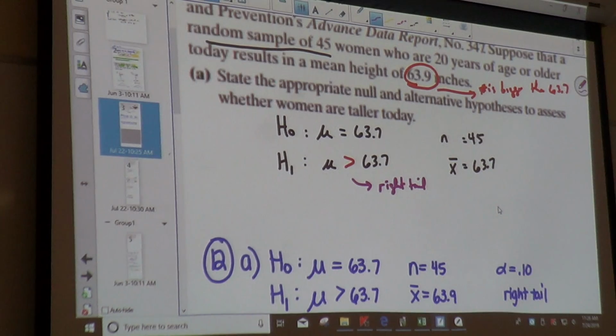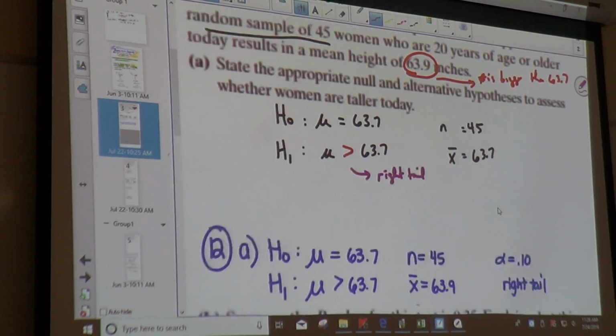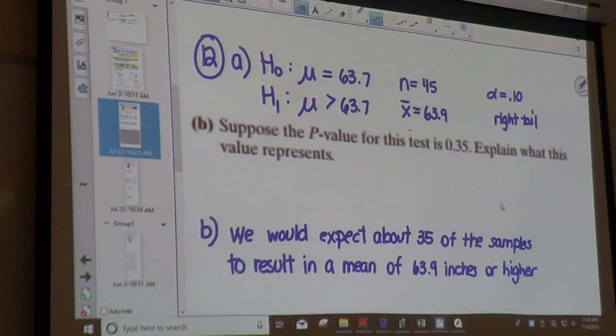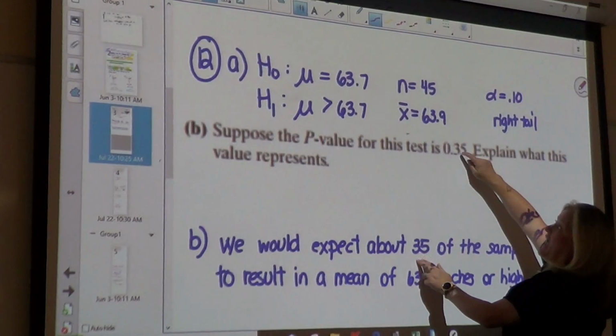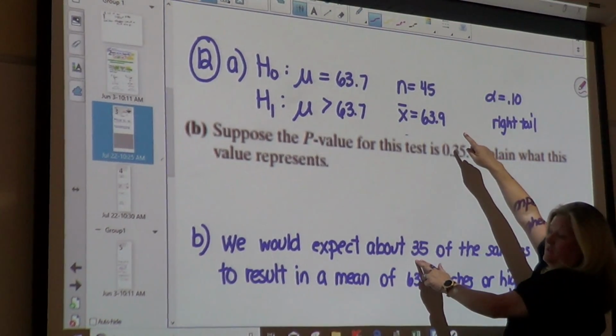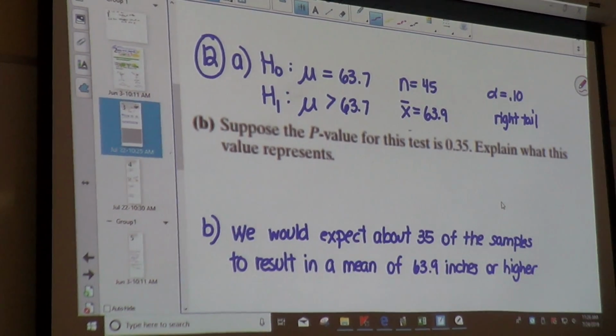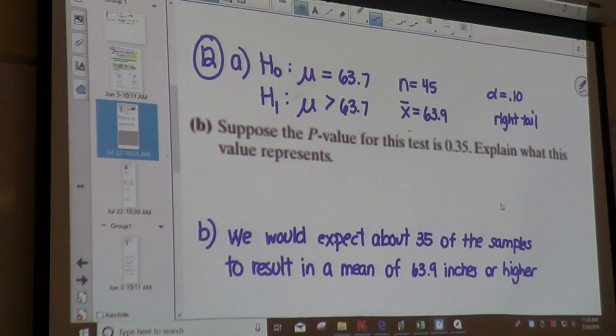Hold on. Oh, it is 63.9, because that's the new one. 63.9 or higher. So our p-value is telling us how many out of our sample is going to result in that higher mean. That's our p-value.